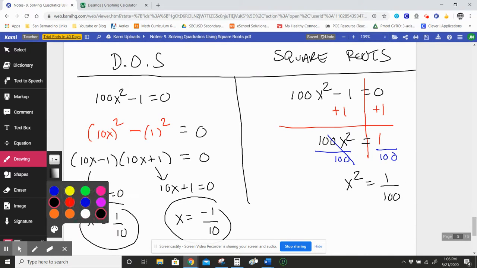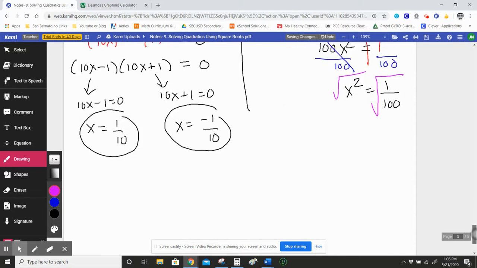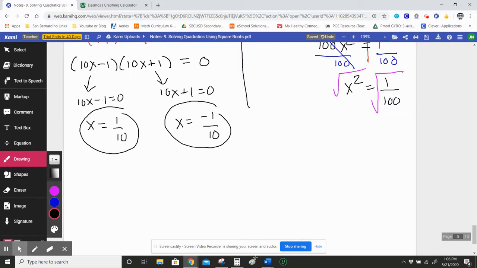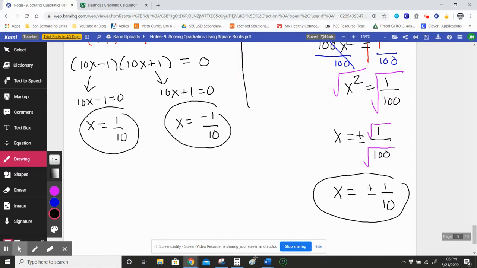Final thing I need to do is take the square root of both sides. The square root on the left-hand side cancels out, and the square root on the right-hand side gets split up. So on top, I have 1, and on the bottom, I have 100, which means I have to take the square root of each part. Also don't forget that when you take the square root of something, you're going to have a plus and a minus in front of the answer because there are actually two possibilities, the positive and the negative. So my final answer for this is plus or minus 1 over 10, which, look, we got the exact same thing here, positive 1 over 10 and negative 1 over 10.